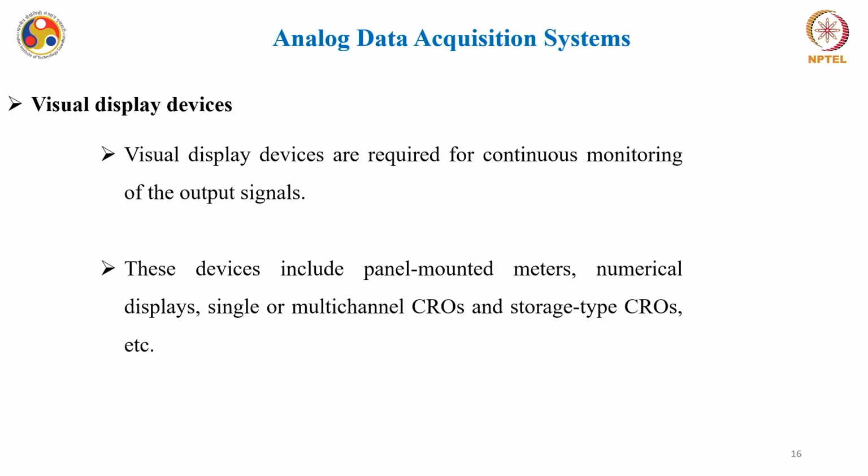Analog data acquisition systems also require visual display devices for continuous monitoring of the output signals. These devices include panel mounted meters, numerical displays, single or multi-channel CROs, and storage type CROs, etc. The cathode ray oscilloscope has become an integral part of any analog data acquisition system, and maybe we can take up CROs in detail in the next class.